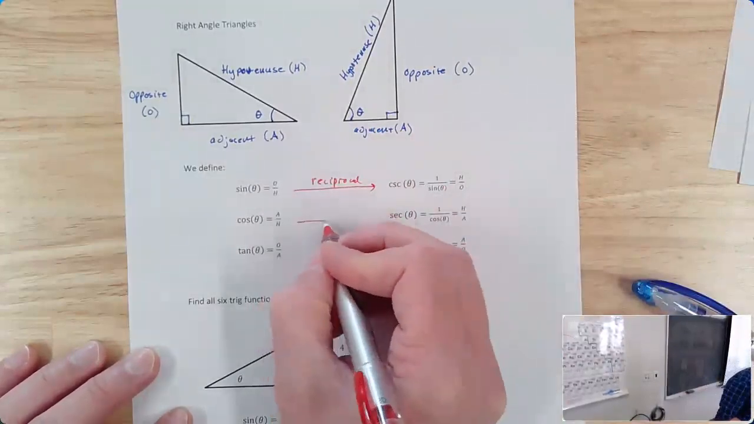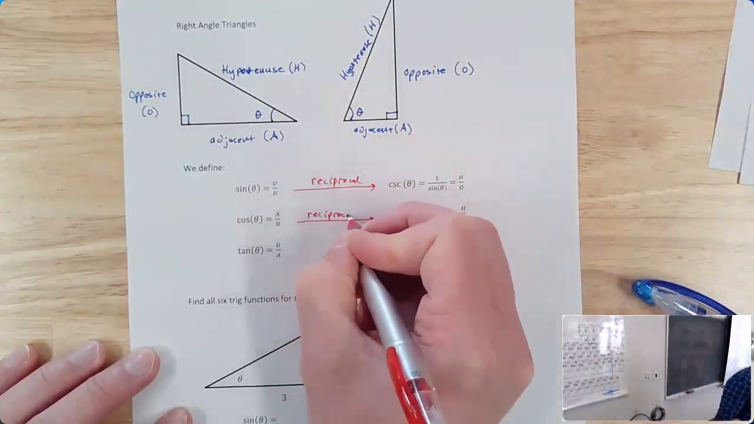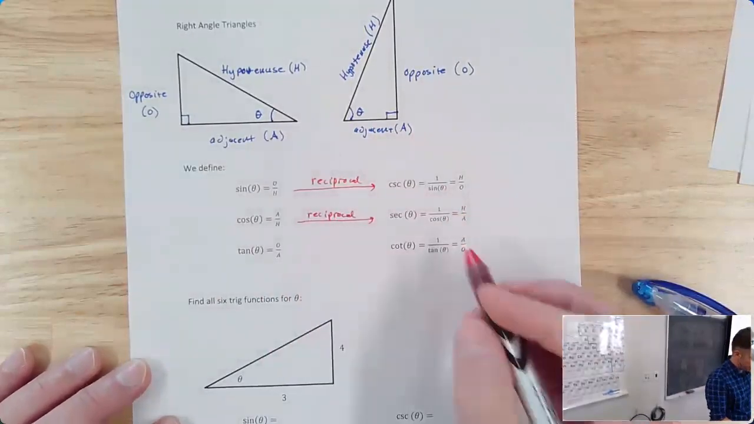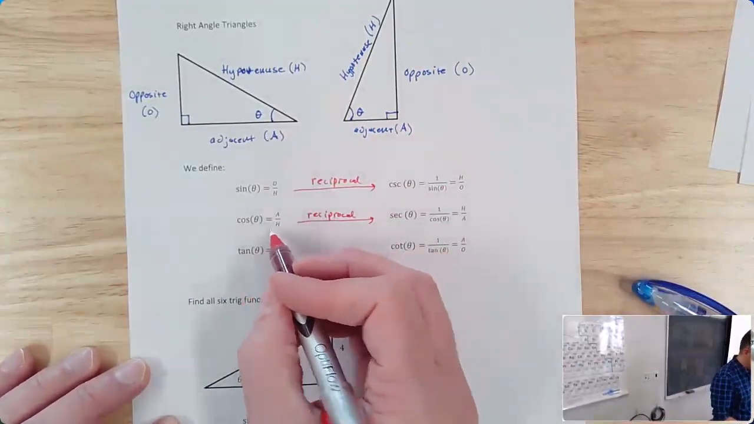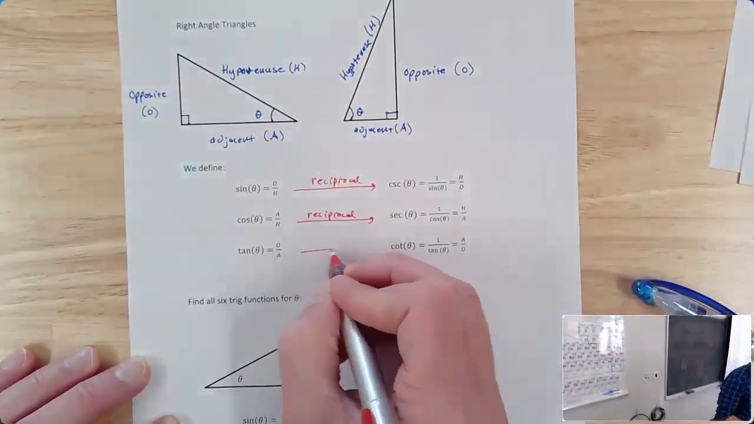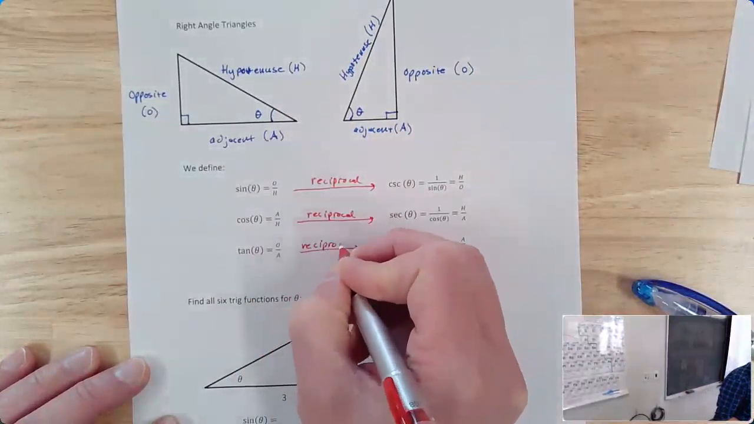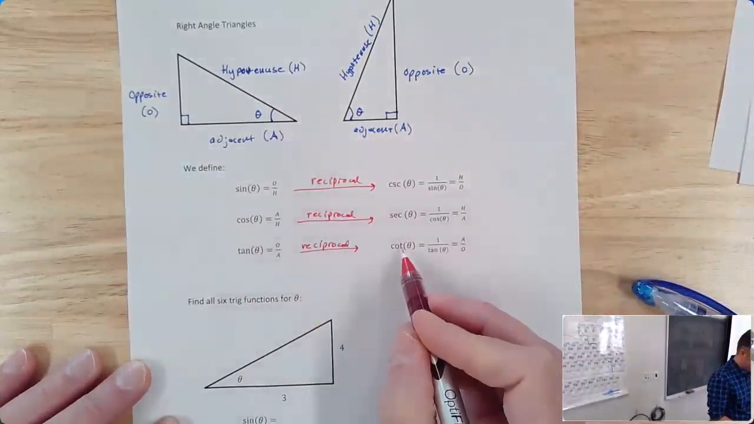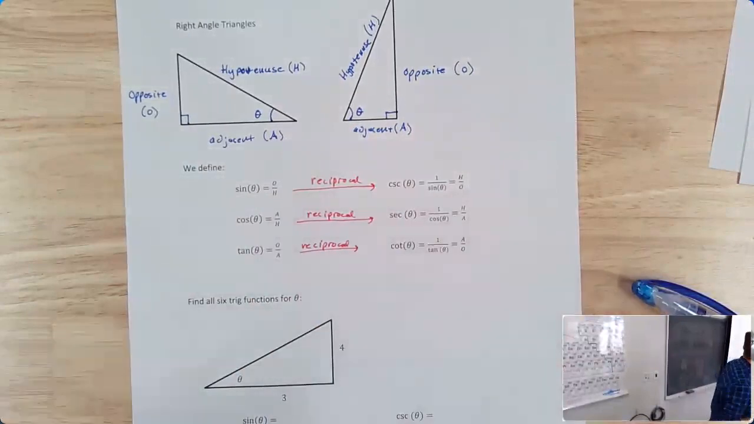And the reciprocal of cosine is secant of theta, which is 1 over cosine of theta, which is, if cosine is the adjacent over hypotenuse, secant is the hypotenuse over the adjacent. And same thing for tangent and cotangent. Tangent is the opposite over the adjacent. Cotangent is the reciprocal, the adjacent over the opposite. Also 1 over tangent.